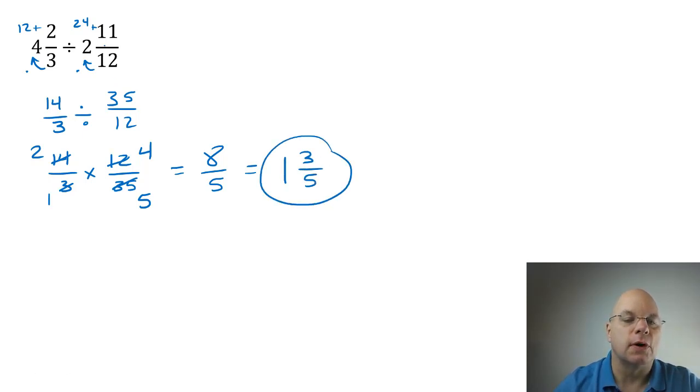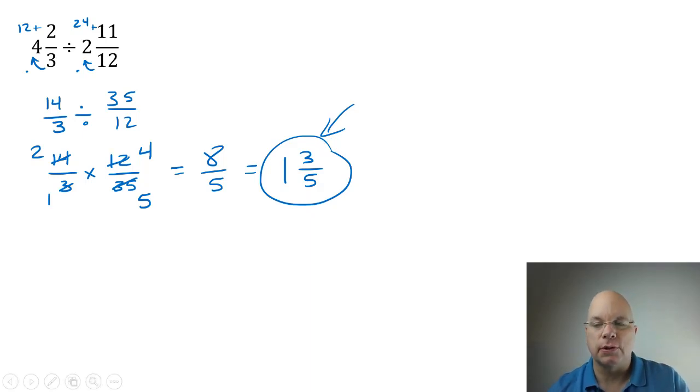So 2 and 11/12 goes into 4 and 2/3, 1 and 3/5 times. Which, you know, if you just get rid of the fractions for a second, 2 goes into 4 2 times. This number's close to 2. So just think about whether your answer is reasonable. And in this case, this quotient is reasonable.